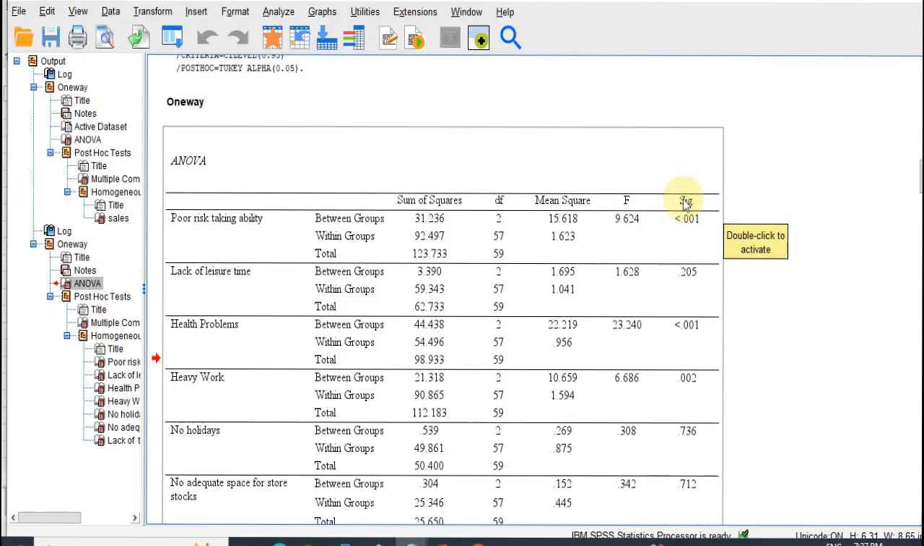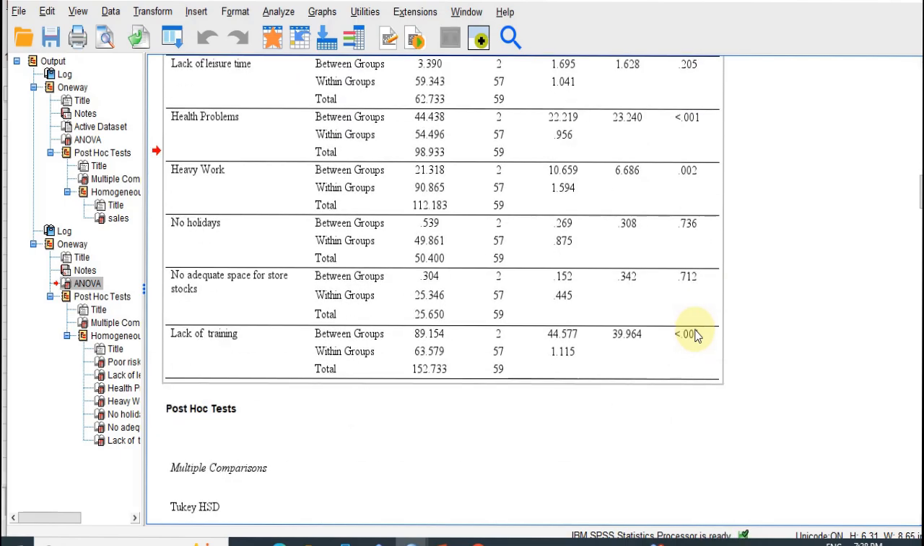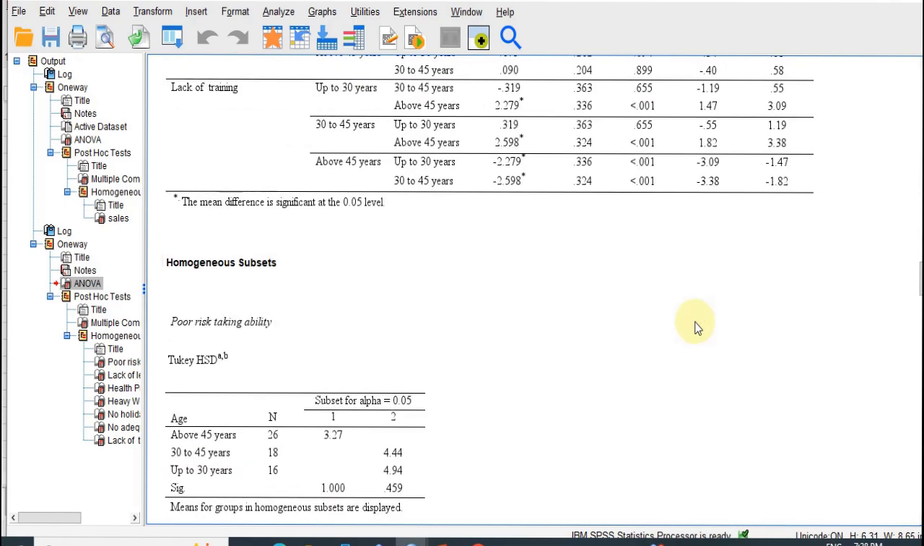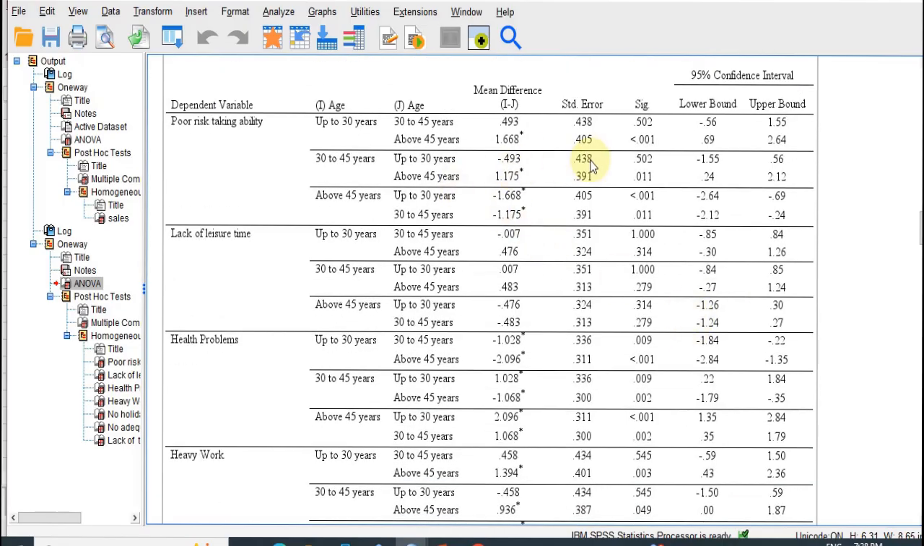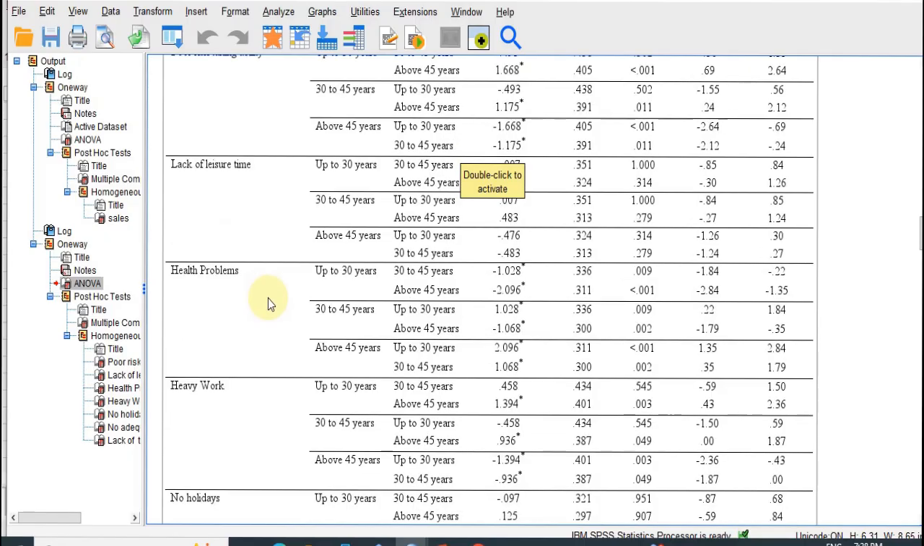We can use the post-hoc Tukey test only for the variables which have significant difference. So these two, the second variable and no holidays, are variables that don't have any significant difference. So we have to use the post-hoc test only for those which have significant difference. By using this table we can easily understand which group has significant difference. We need not take the second variable for presentation purposes.